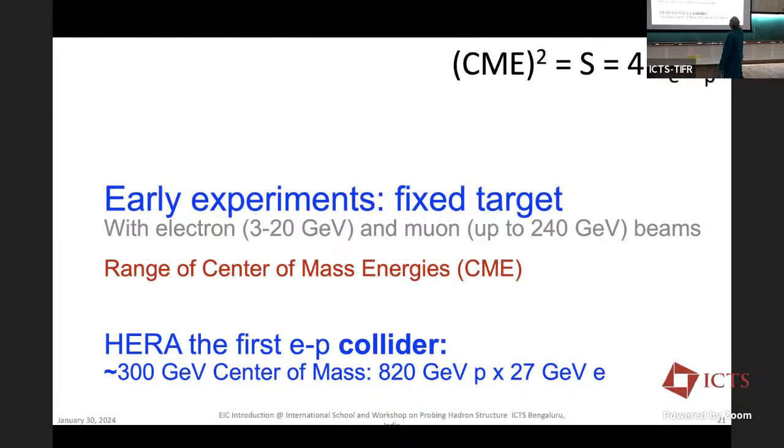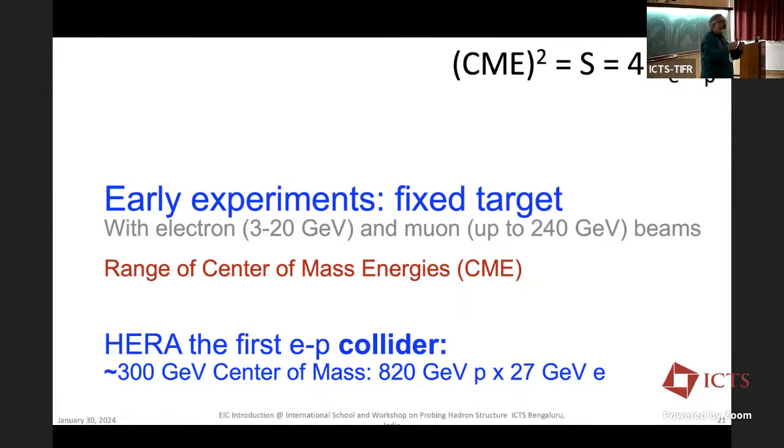But once you put a beam in a collider with the 820 GeV proton beam coming from one side and a 27 GeV electron coming from the other side, you suddenly jump to 300. That's a large center of mass energy. That's the advantage of a collider. 27 is not so different than what we used in the past, because the electrons radiate all the time.